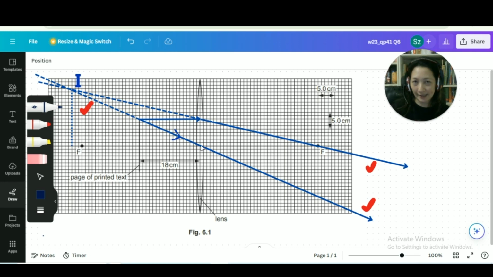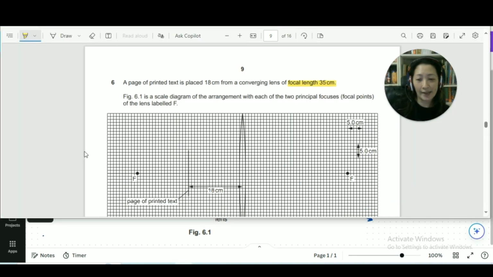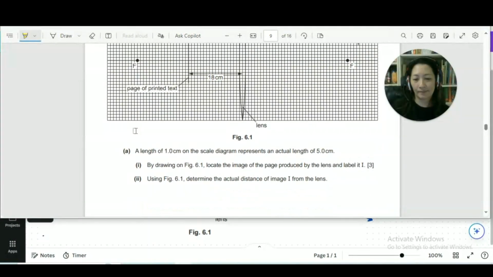Now, for some of you, when you draw this in your own diagram, the number you get might be slightly different from mine. Provided that it falls within the correct range within the mark scheme, you will still get your marks. So I got 38 cm, so I'm going to write that.